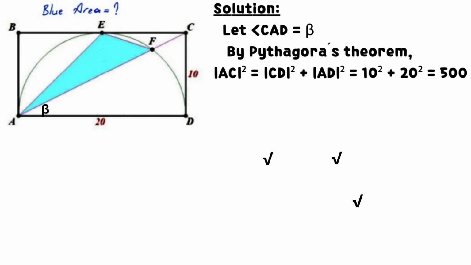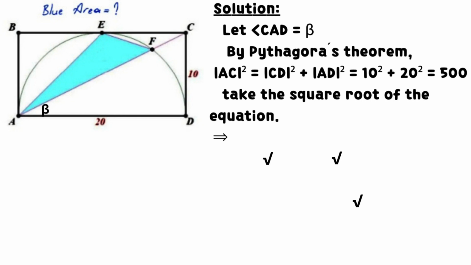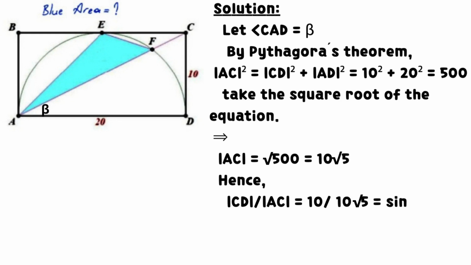By Pythagoras' theorem, the square of line AC equals the sum of the square of line CD and the square of line AD, which equals 500. After substitution of values, take the square root of the equation. It implies that line AC equals the square root of 500, which equals 10 times the square root of 5.